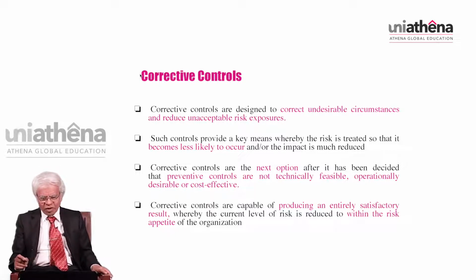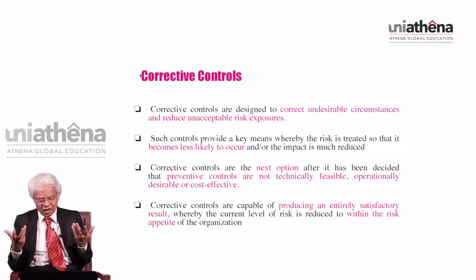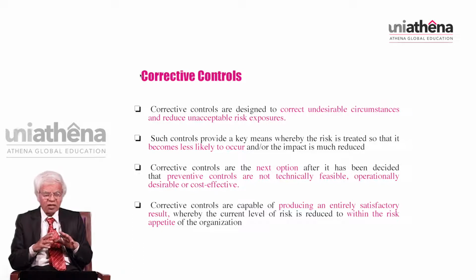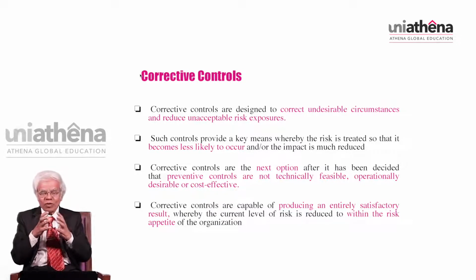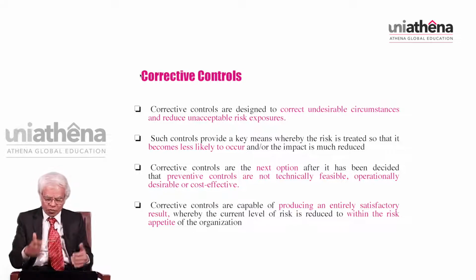Corrective controls are designed to correct undesirable circumstances. I already talked about this, so that it becomes less likely to occur. It may occur, but it is less likely. What is the next option? Preventive controls are not technically feasible. Supposing technically it is not possible, operationally it can be done, but it has to be cost effective. So you have to consider whether it is economically viable, operationally possible, technically feasible, financially undertakable. If the cost is too high, then you outsource it.